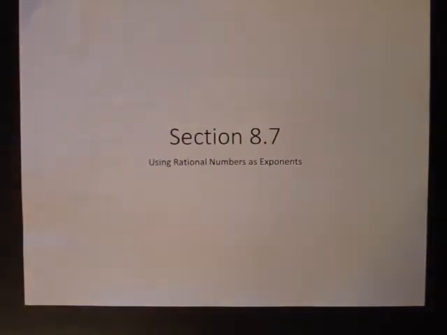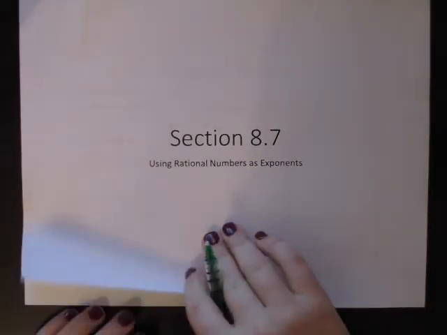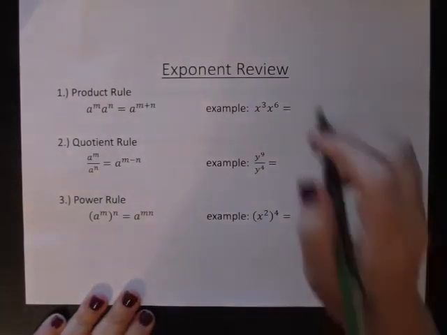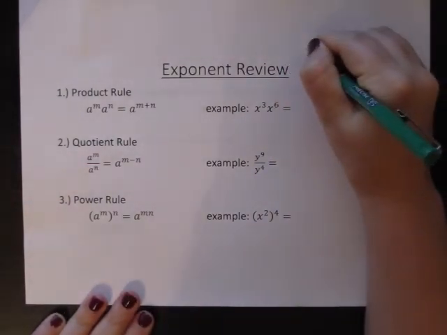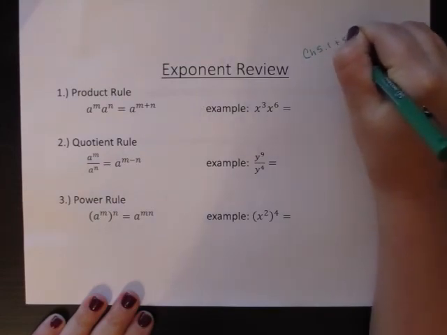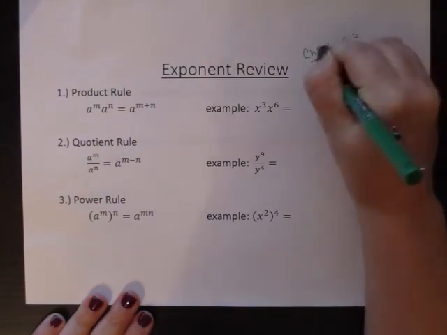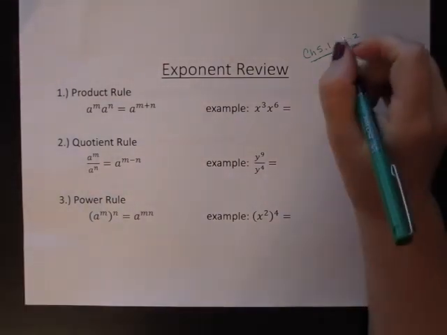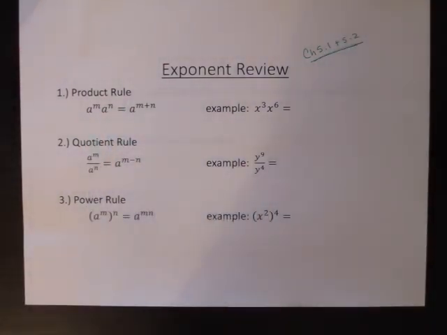Alright guys, so we're in the last section of 8.7, or chapter 8, which is using rational numbers as exponents. So the first thing we're going to do is have a little bit of a review on exponents. If you need more help with this, you should look at chapter 5.1 and 5.2 as a good review, if this isn't making sense to you. First thing you've got is the product rule.